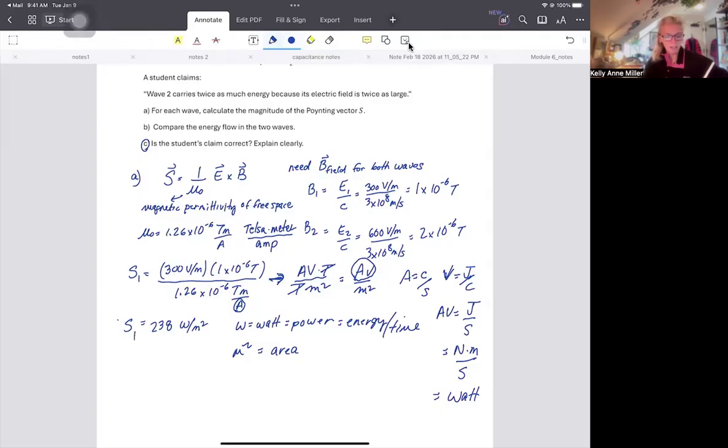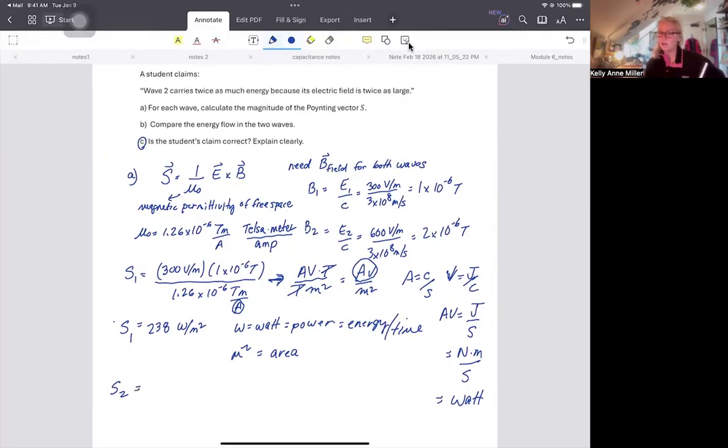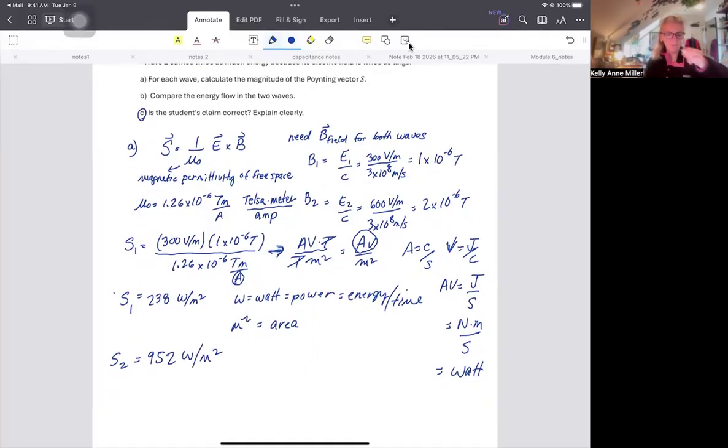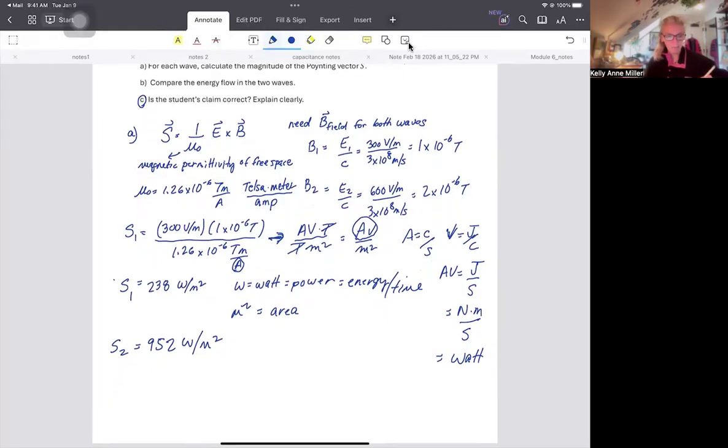So S1 is 238 watts per meter squared. Did I do the calculation? Yes, I did. Okay, so for S2, it's the exact same procedure. You can do that on your own. It's 952 watts per meter squared. Okay, so now I've completed part A.